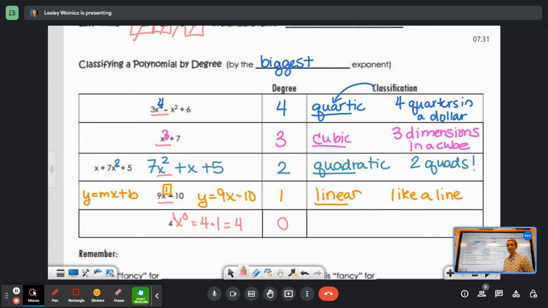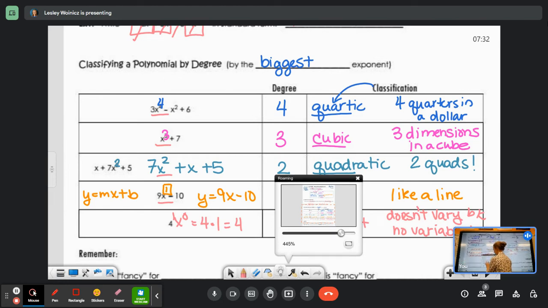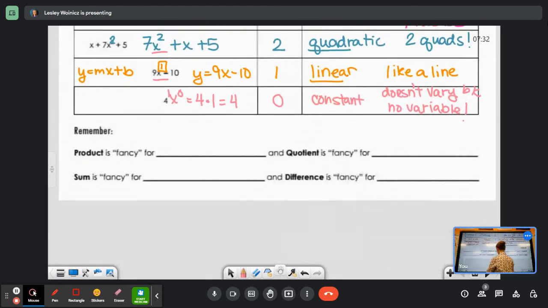So this one, we already talked about him up on our anatomy of a polynomial when we talked about the 1 at the end. This one is a constant. Okay, he doesn't have a variable, so he doesn't vary. He's constant all the time. It doesn't vary because there's no variable. Stays the same. All right, let's go over some fancy words for operations.